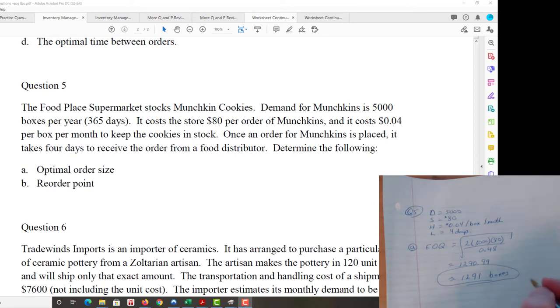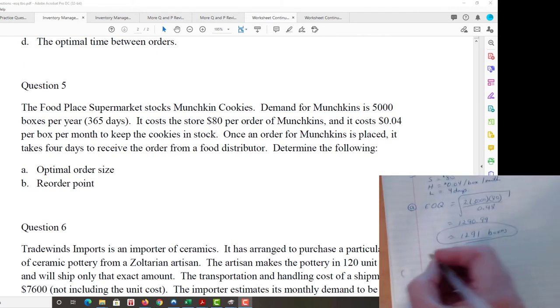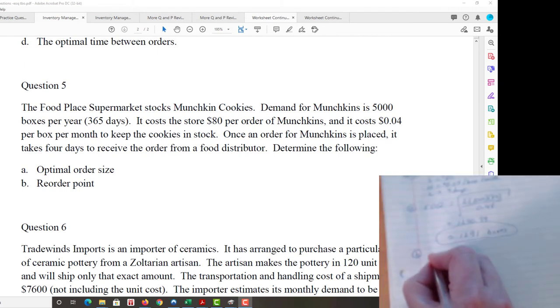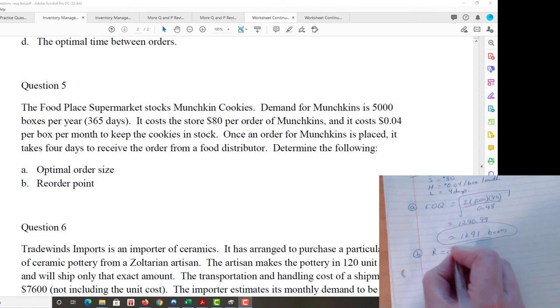Last one. B, reorder point. R equals D bar times L. No talk of safety stock, cycle service levels, probabilities of a stock out, or anything like that. So no safety stock issues, right? No implication that there's variability in demand. So it's just straight to the simple R formula for reorder point.